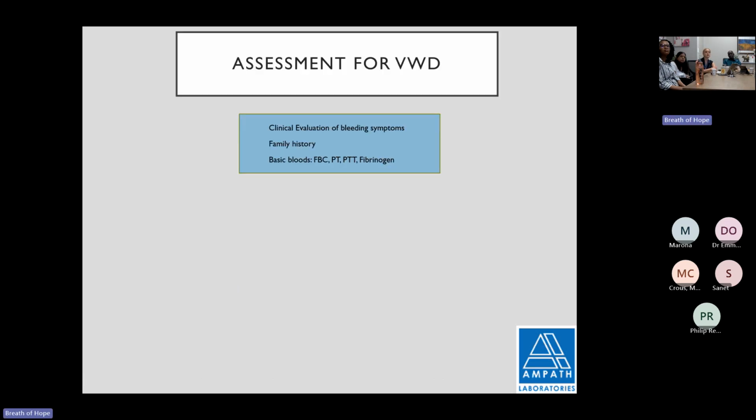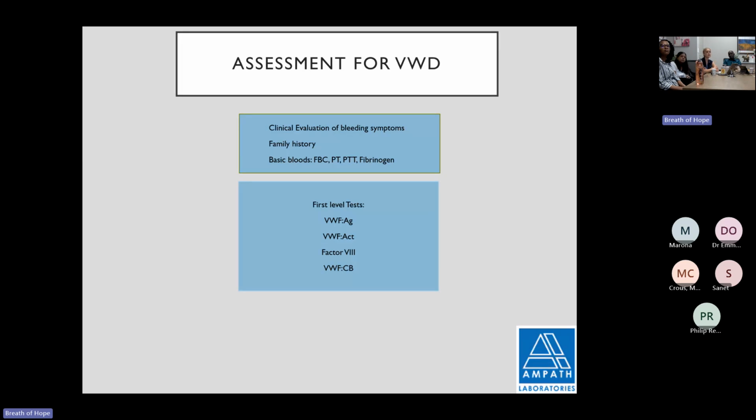So what do we do if somebody wants to assess for von Willebrand disease? First of all, the patients will be complaining about bleeding, usually a woman with increased menstruation. So first of all, we're going to assess her bleeding symptoms. We're also going to find out if there's a family history of bleeding. And then, very important, just do the basic bloods. Do an FBC just to assess the platelet count. We want to do a PT and PTT just to assess for coagulation factors, as well as the fibrinogen, just to make sure that we're not missing something underlying.